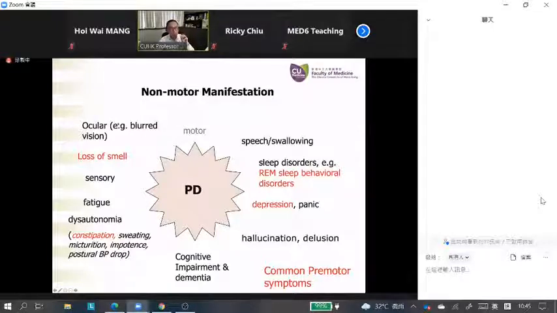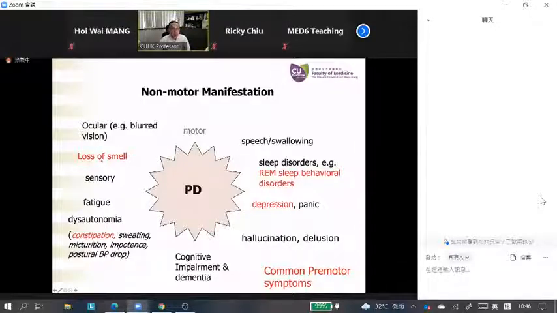The patient may have blurred vision because even the ocular muscles controlling the conjugate eye movement may be impaired, leading to poor focus, blurred vision, loss of smell, sensory symptoms in the limbs, fatigue, autonomic dysfunction, constipation, sweating, incontinence of urine, impotence, speech and swallowing problems, sleep disturbance including REM sleep behavior disorder, hallucination, delusion usually drug related, and dementia. So these are all what we call non-motor symptoms.